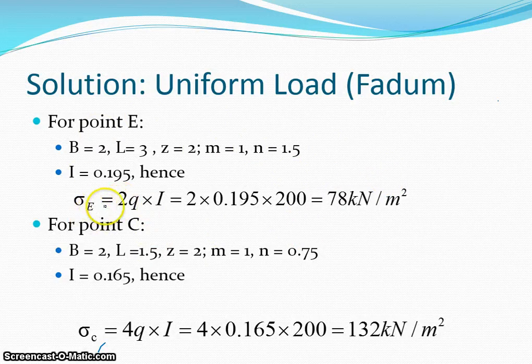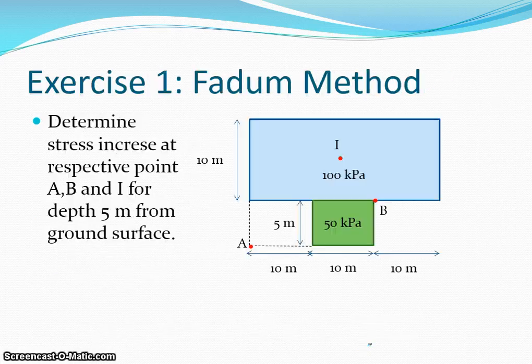And from the calculation, as we mentioned just now, we have two rectangular for this point E. So we got the final vertical stress of 78 kilonewton. And next for point C, because we have four different rectangular, we got the I value of 0.165, so that's why we got the vertical stress of 132 kilonewton per meter square.